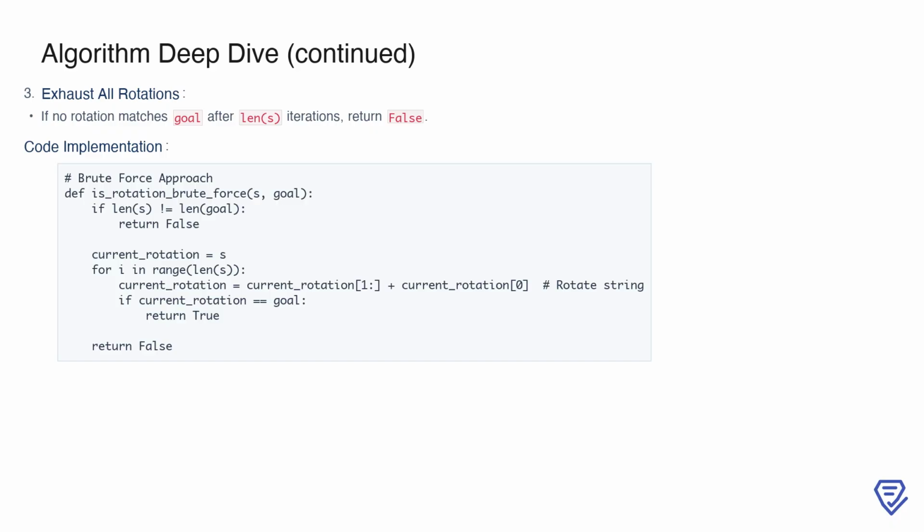The provided code implementation demonstrates this process. It begins by validating the input lengths to ensure they're equal. Then, it simulates each rotation using string slicing and concatenation, comparing the result with goal. This brute force approach ensures that all rotations are considered, but it can be computationally expensive for longer strings.